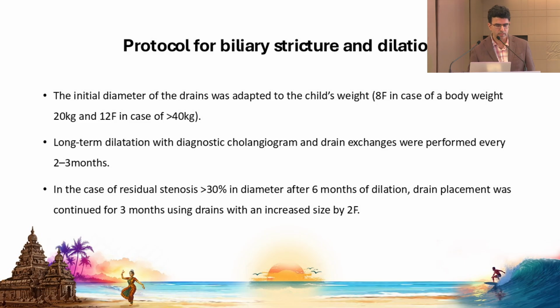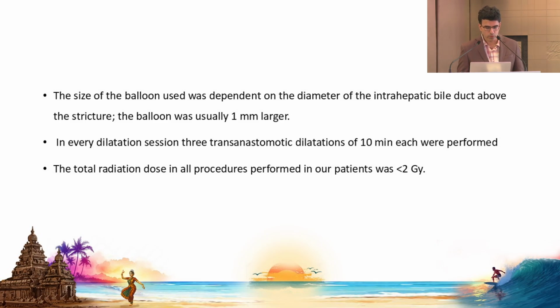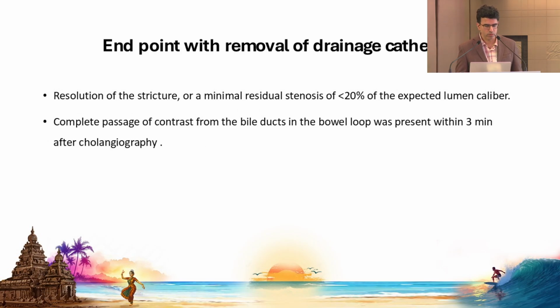So the protocol at our center for biliary stricture dilatation: if the weight of the baby is less than 20 kg, we initially start with 8 French, then we regularly dilate it every 2 to 3 months. The size of the balloon we use is generally 1 millimeter larger than the normal upstream diameter of the intrahepatic duct, and each dilatation lasts around 10 minutes, and we have to keep the dose to the minimum. The endpoint is resolution of the stricture or minimal stenosis of less than 20% of the lumen, or complete passage of contrast from the bile duct into the bowel loop within 3 months on cholangiography. Like in this case, there is a complete blockage. We crossed it with the NEP set and balloon dilated.